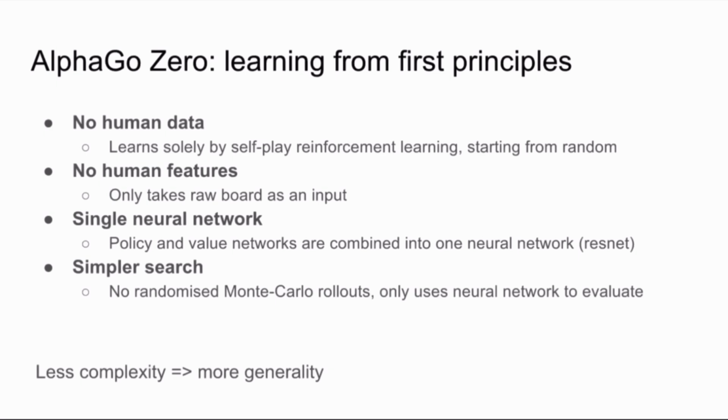So in AlphaGo Zero, we removed those rollouts altogether. We really wanted to have the simplest possible approach with a minimal level of knowledge. And so we removed those, and we only used the neural network to evaluate positions.